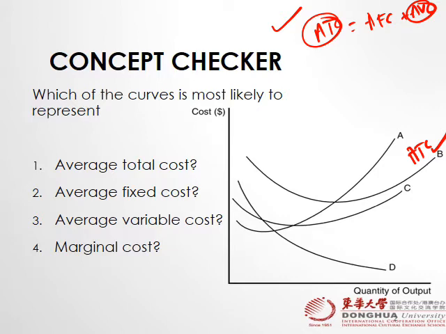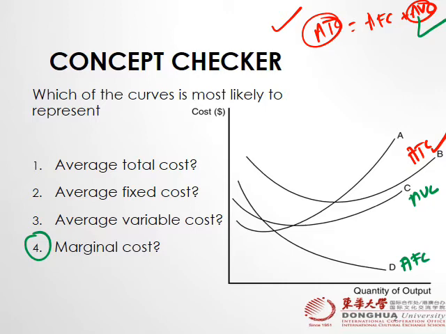And what is average fixed cost? The property of average fixed cost is that it is always falling, but it never touches the x-axis or zero. So this is going to be average fixed cost. Average variable cost is below the average total cost, so you can see it here. Let me explain it in the next one.